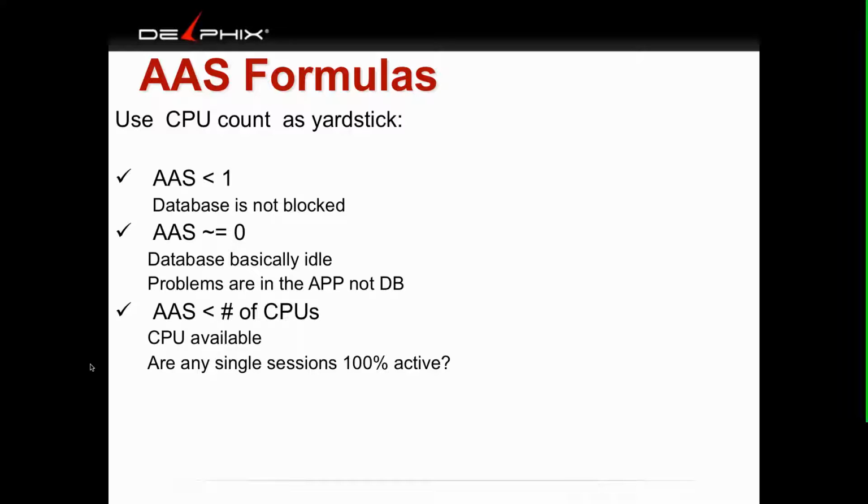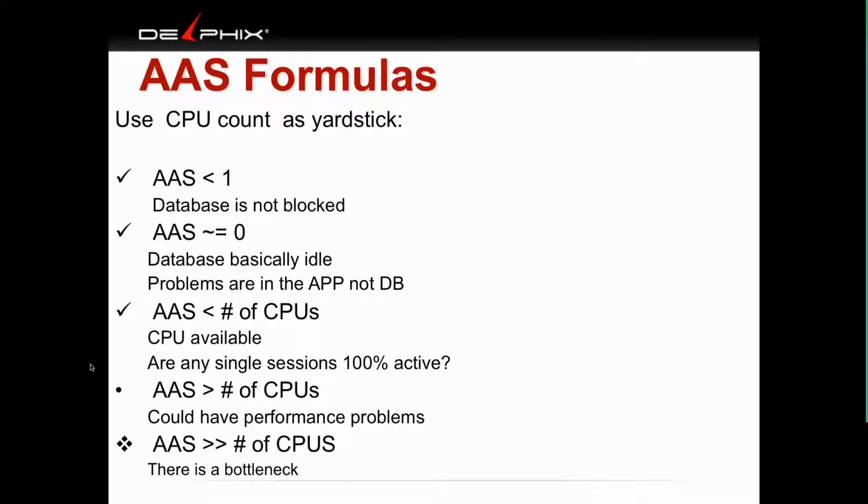If AAS is less than the number of CPUs, you're probably not blocked, but a single session could be blocked. A single session could be spending 100% of its time waiting for something. But the database as a whole is not blocked. Once your AAS goes above the number of CPUs, then you start running into bottlenecks. If AAS is way bigger than the number of CPUs, you've got a bottleneck.